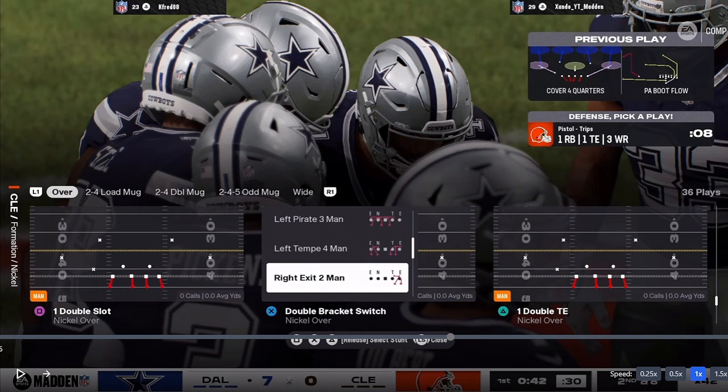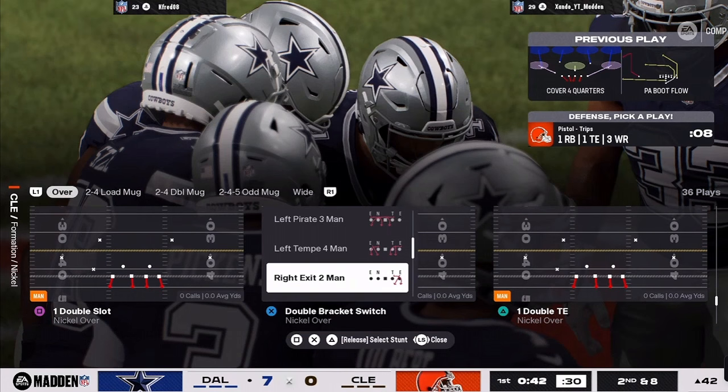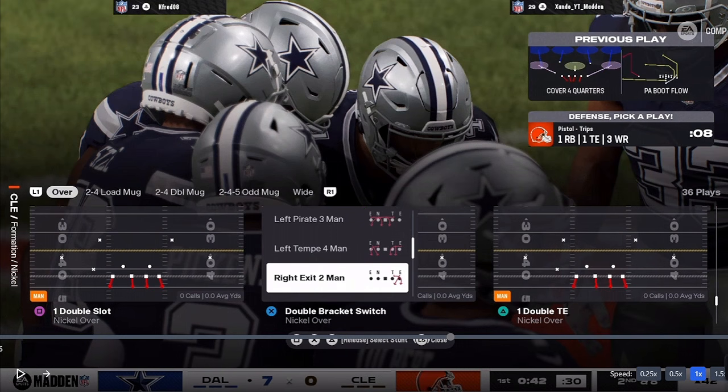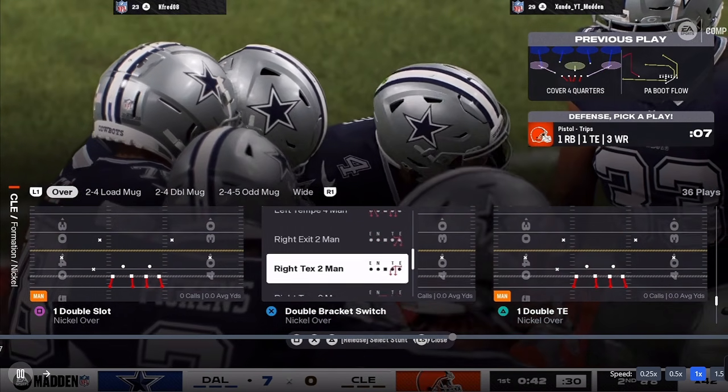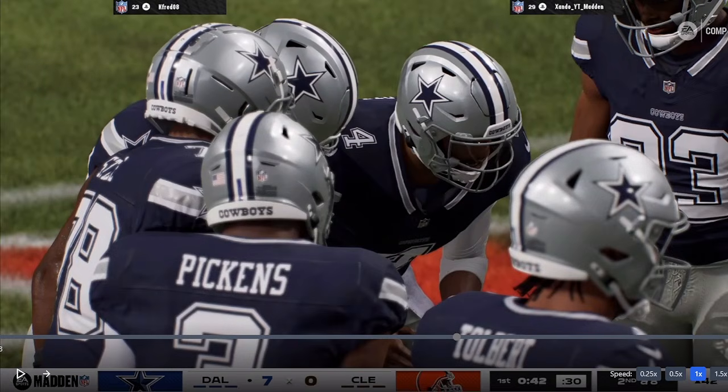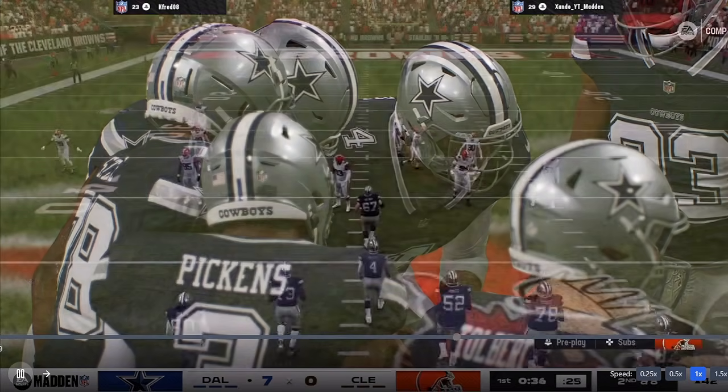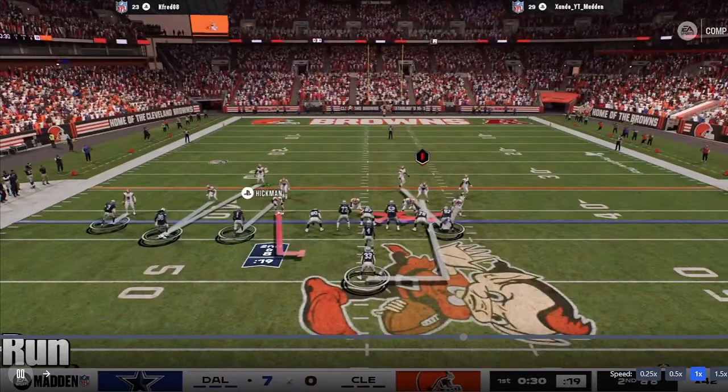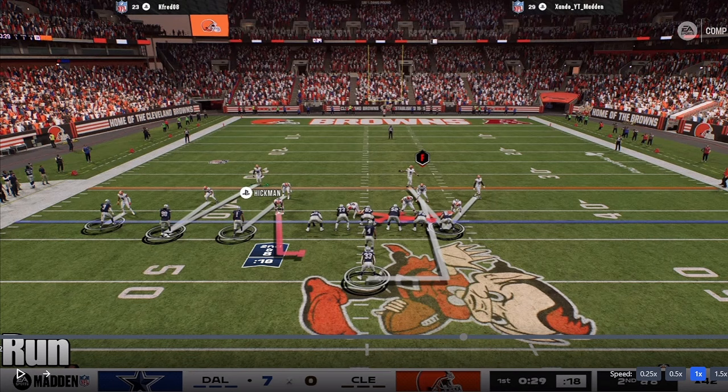If he's on the hash, you're going to get a high likelihood of him running rollout plays to the field. So one way I like to deal with that is to run the pirate to the field with quarterback contain. That's what I decided to start doing. Obviously we must be on the left hash because I picked right pirate 3-man, and he ran trips tight end flex, so I picked double bracket switch.